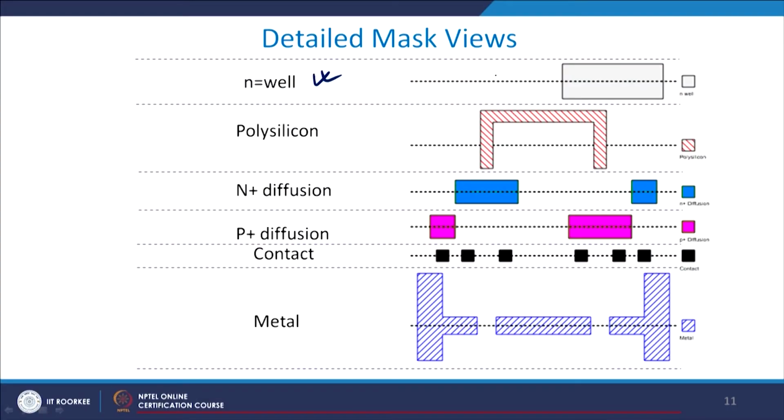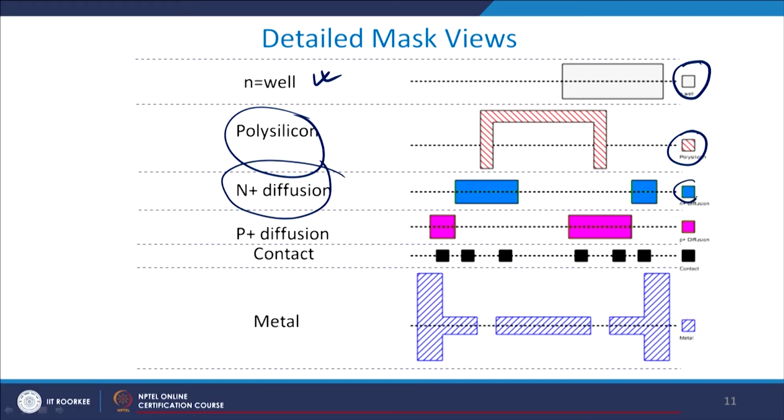For N well, this is the mask which you see in front of you. For polysilicon, it is this thing. For N plus diffusion, we have N plus diffusion shown by red. This is for P plus diffusion, and this is the contact which is given by the black one. So, if you look at this point, metal is this and this, and this is also metal which is available with us, and it is connected in series like this.